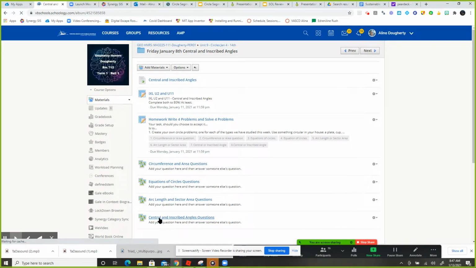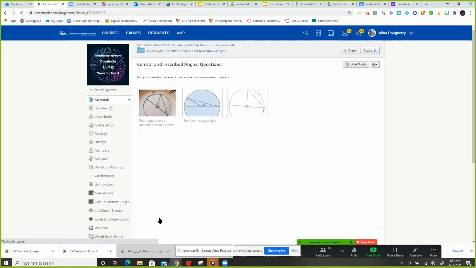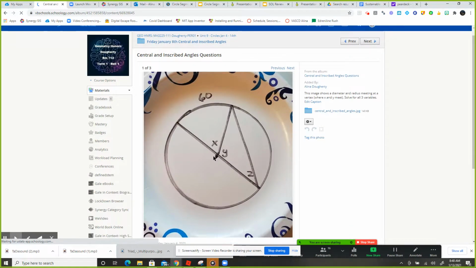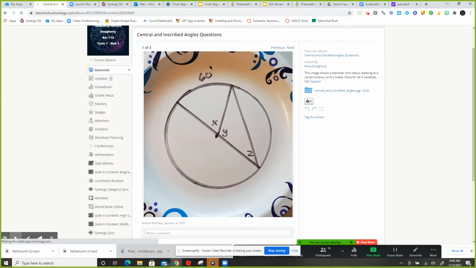So remember, central angles go to the center of the circle. So in this one, the arc is 60, and then the central angle is going to be 60. So those are going to be exactly the same. And then the X and the Y make a linear pair. They make 180 degrees. So the Y part is going to be 120 degrees.